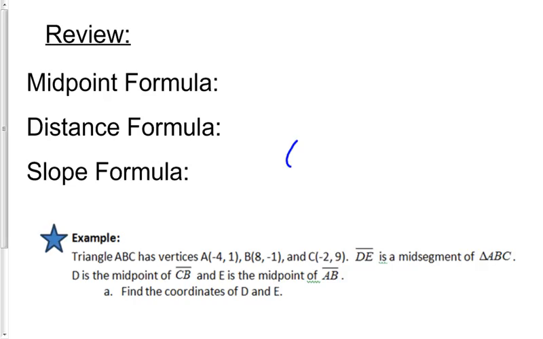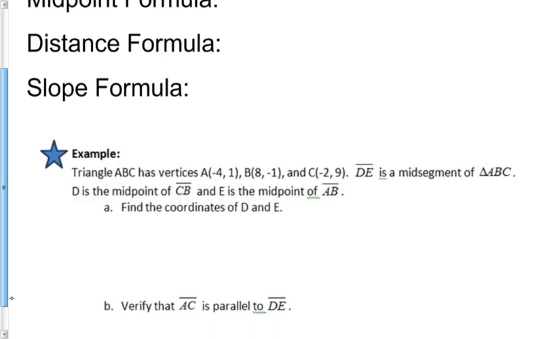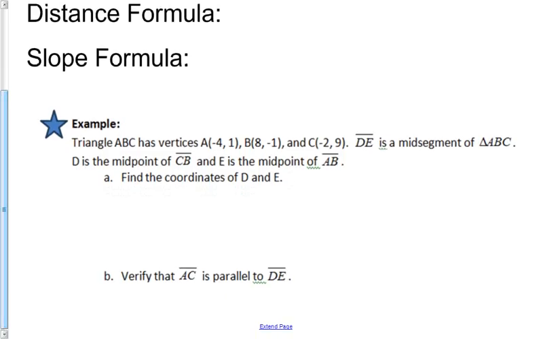Now, let's take it a step further. You're going to have to review a couple of these formulas in order to do an example like the one below. So let's look at the example below first of all. It says triangle ABC has vertices, so we're given coordinates of it. Point A is -4, 1, point B is 8, -1, and point C is -2, 9.